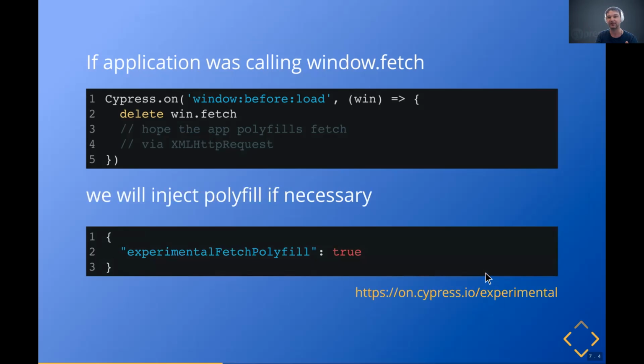So I've written this experimental feature. You just set it up in your Cypress.json file, experimentalFetchPolyfill true, and then we do what I've shown above automatically, but we also inject a polyfill for you so that we implement window.fetch on top of our XML HTTP request override.